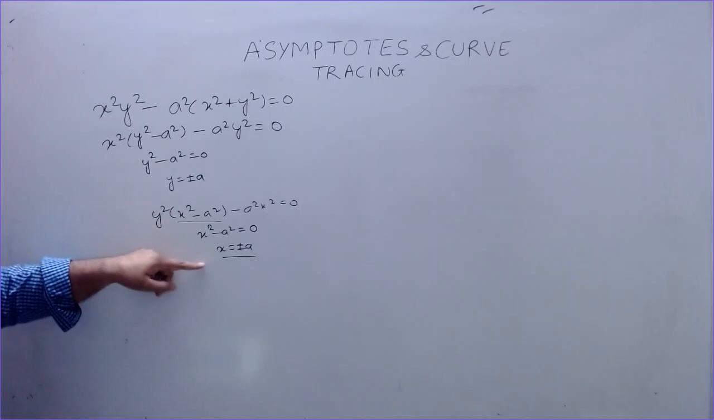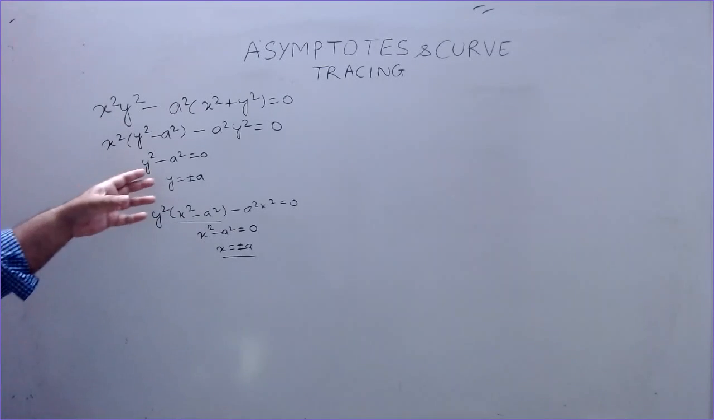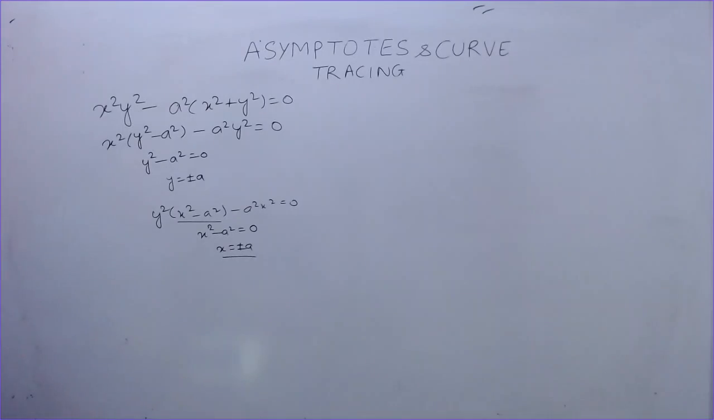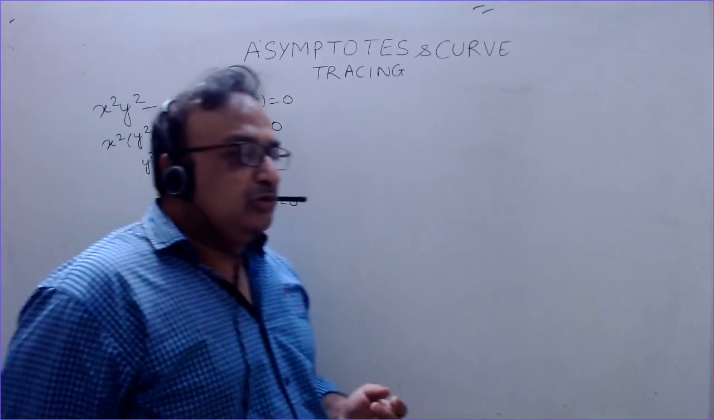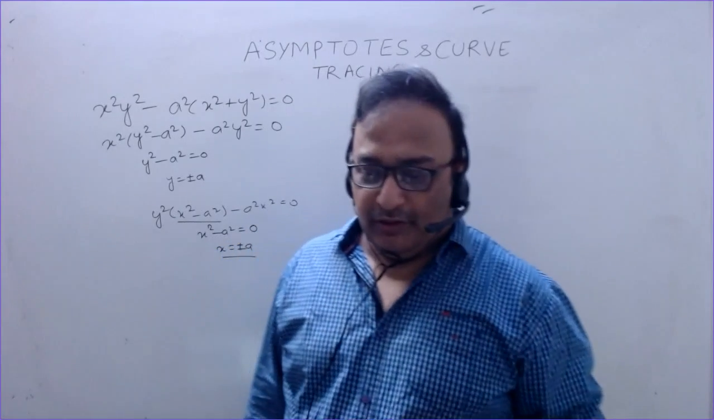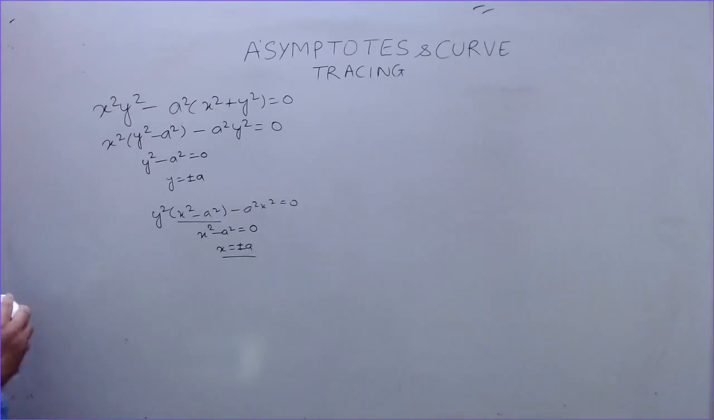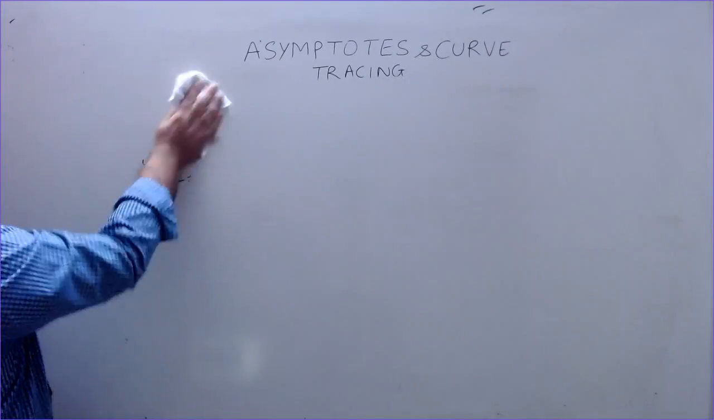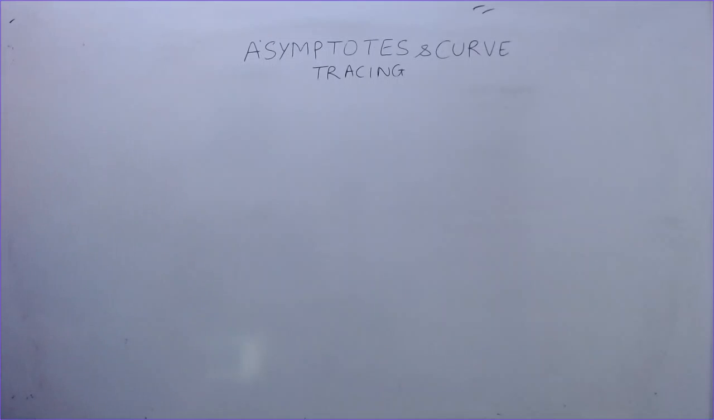Parallel to x and parallel to y, we have in all 4 asymptotes, 2 plus 2, 4. So this is a very simple way to find the asymptotes which are parallel to the x or y-axis. This is how you can do it. Now next we have a question.